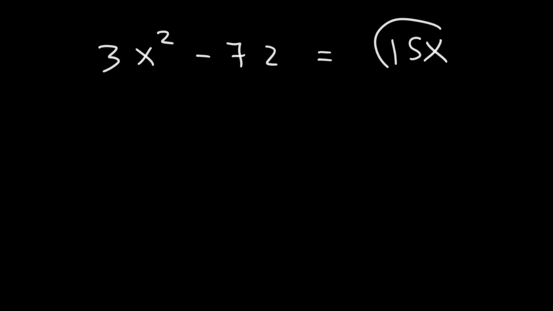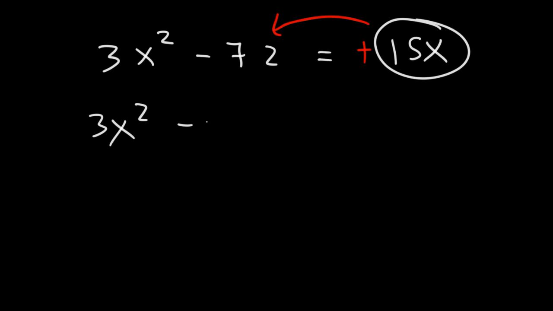Here's another one for you. 3x squared minus 72 is equal to 15x. Go ahead and try that. Now, just like before, we're going to take this term 15x and move it to the other side. It's positive on the right side, but it's going to be negative on the left side. Now we want to put it in standard form. So we're going to put the 15x between 3x squared and 72. So this is what we now have.